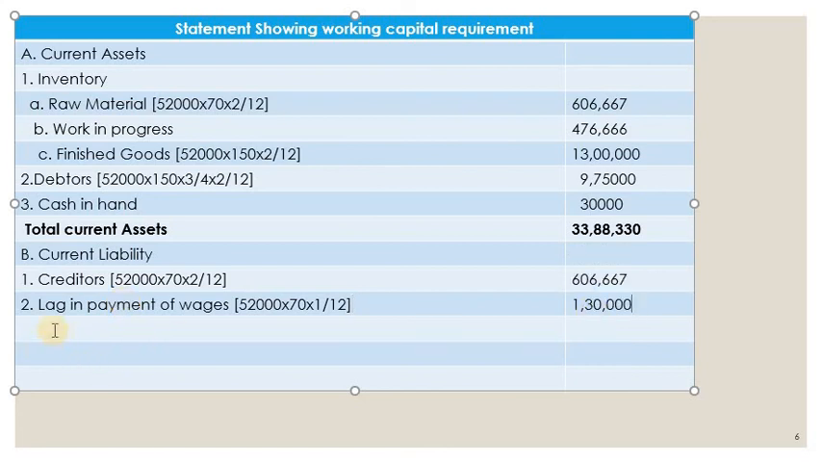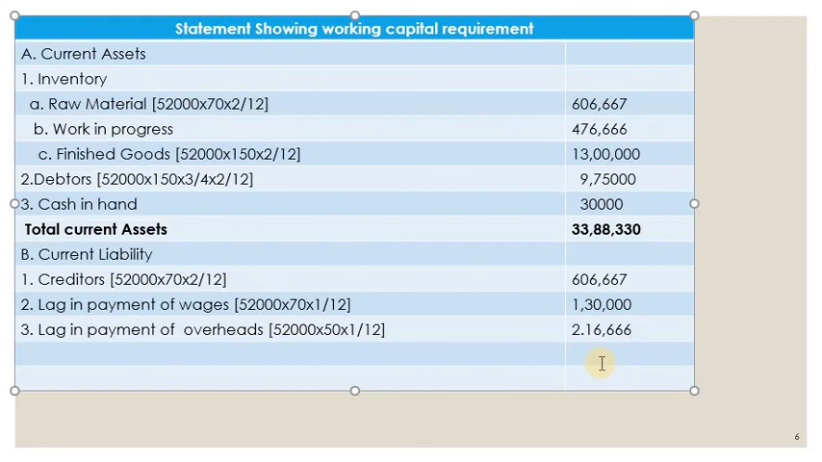Let's go to the third one, that is lag in payment of overheads. So how to calculate lag in payment of overheads? That is 52,000, the total number of units, into the overhead price, that is 50, into the lag period, that is 1 month, 1 divided by 12. So we'll get the total value 2,16,666. Is there any other current liability? No other current liability.